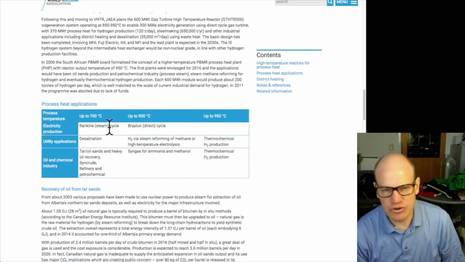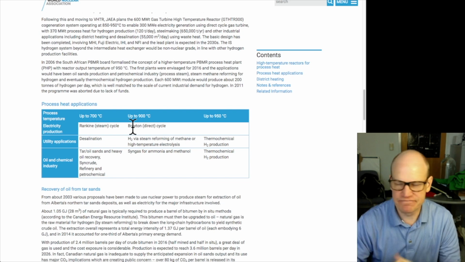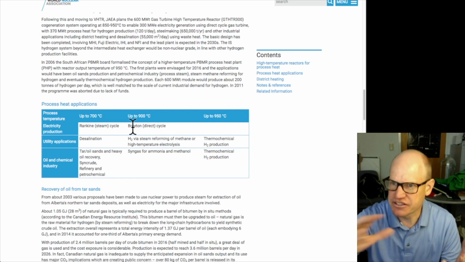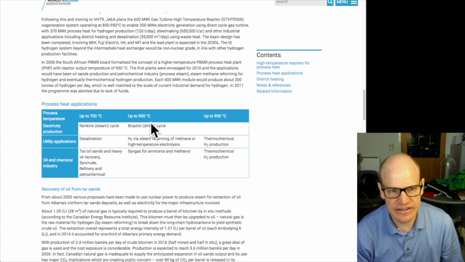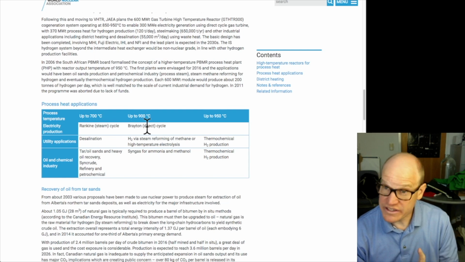But how do you go through that? The Brayton cycle is basically a jet engine. So the natural gas power plant is a jet engine set on a block, and then you run natural gas through it instead of jet fuel to spin the turbine.